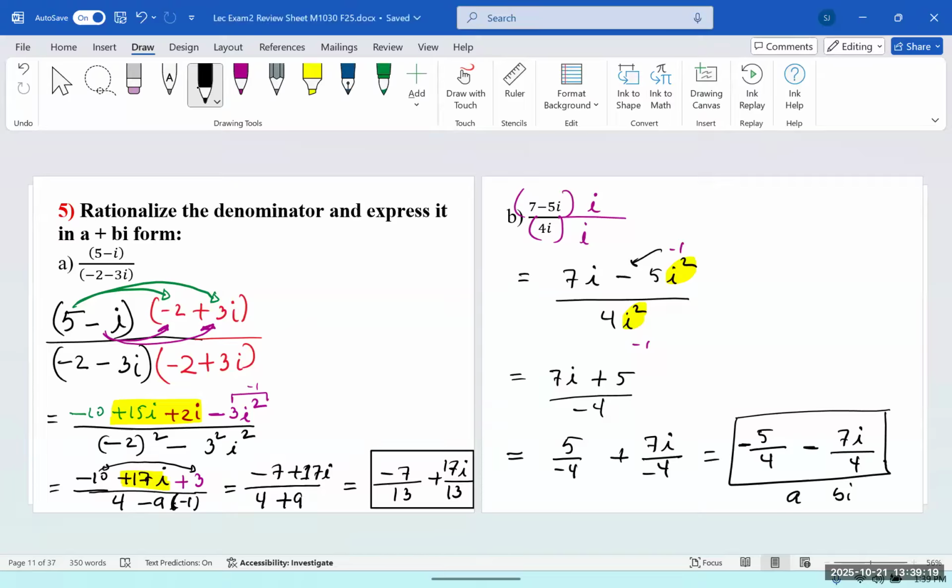And now from 10, the last thing is reducing the power of i. Back one more.